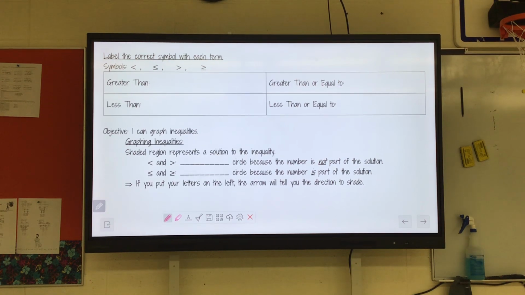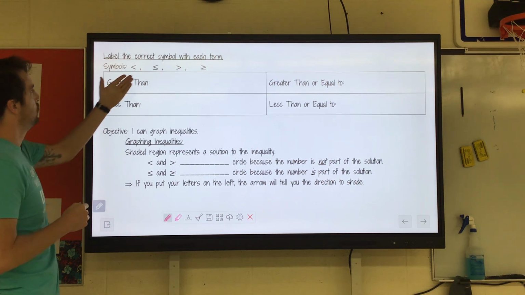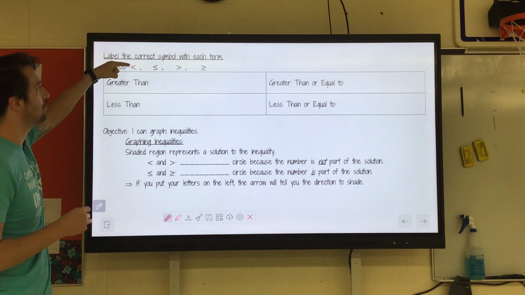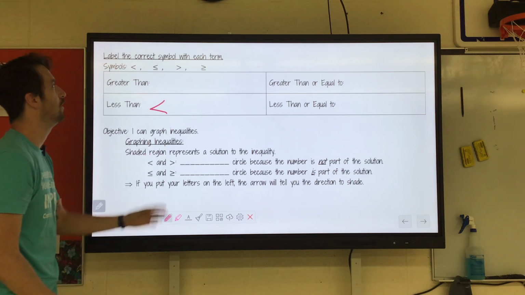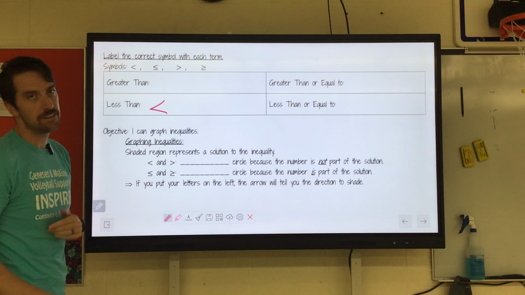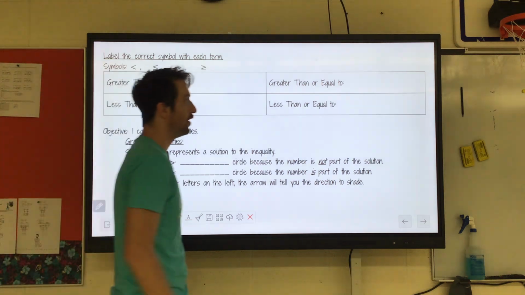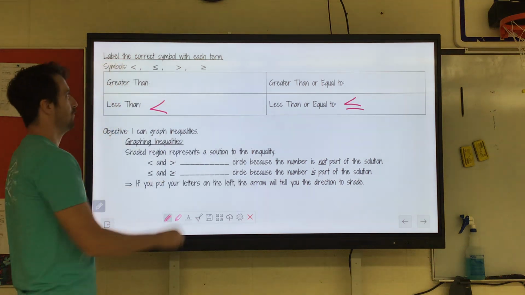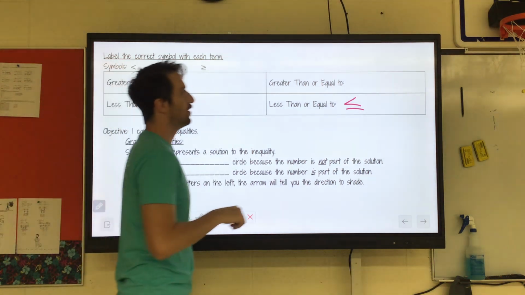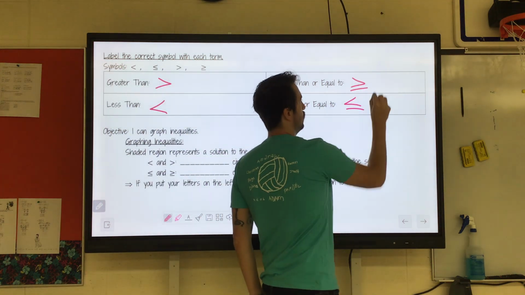Well, well, well, let's get into some inequalities, huh? So we're going to match the symbols here. Which one is this? Oh, that is the symbol for less than. When it's got a line underneath, that means less than or equal to. And the next one would be greater than and greater than or equal to.